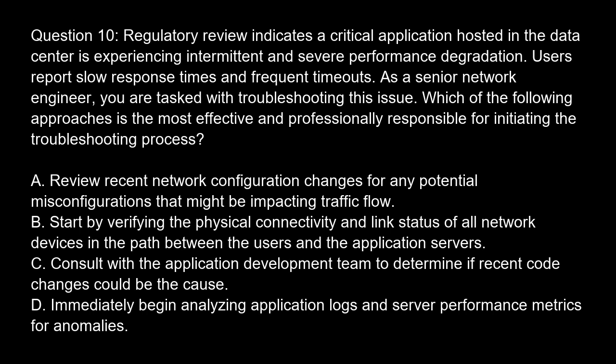Option A. Review recent network configuration changes for any potential misconfigurations that might be impacting traffic flow. Option B. Start by verifying the physical connectivity and link status of all network devices in the path between the users and the application servers. Option C. Consult with the application development team to determine if recent code changes could be the cause. Option D. Immediately begin analyzing application logs and server performance metrics for anomalies.